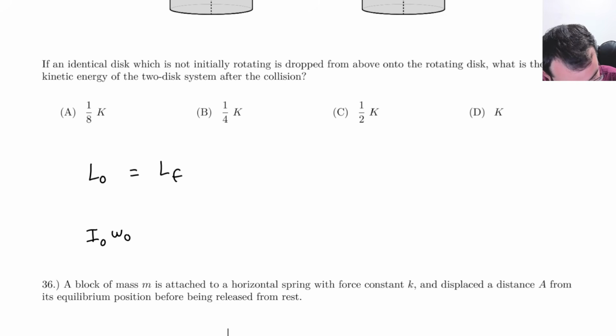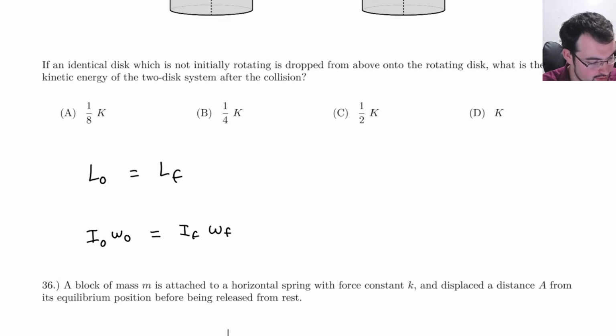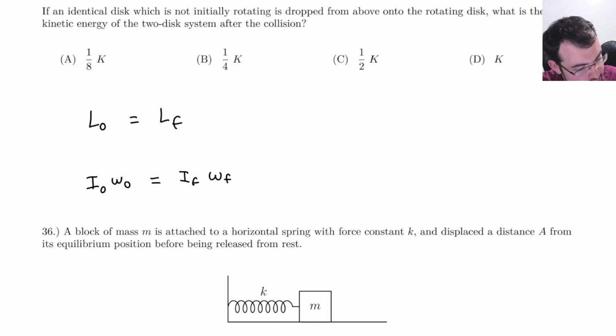So I0 omega 0 is equal to I final times omega final. And we weren't given any specific values here, but what we do know is that we're dropping an identical disk. So my system is really just 2 disks worth of inertia now. So I have doubled the rotational inertia of my system. So to compensate, the angular velocity must be halved. And now we can just plug into the expression for rotational kinetic energy.